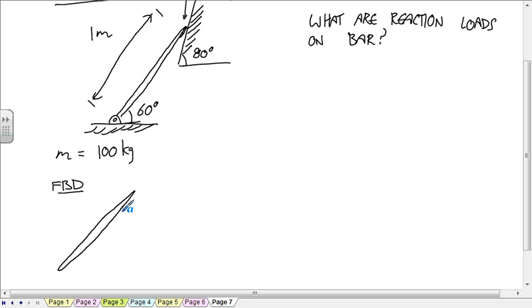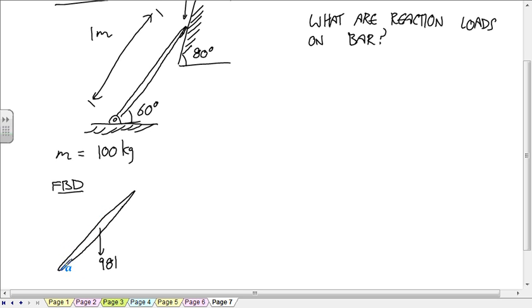So where are we going to apply the weight? Center of mass. Yep, that's right. So we have a downward force here: 100 kilograms times 9.81, so a force of 981 newtons. And now we're going to go around the boundary looking for places where the chosen object contacts things outside of its boundary.